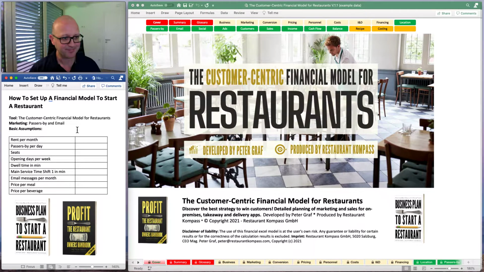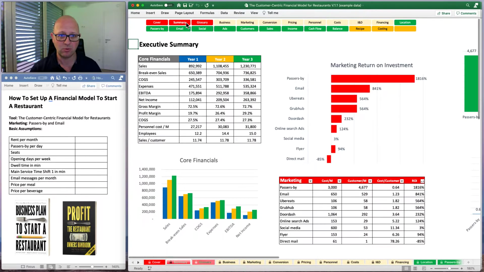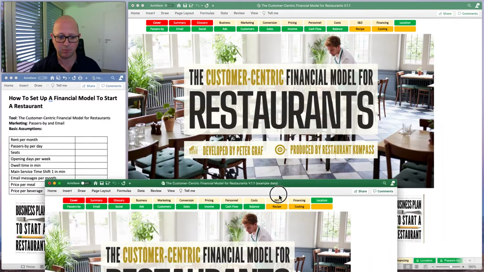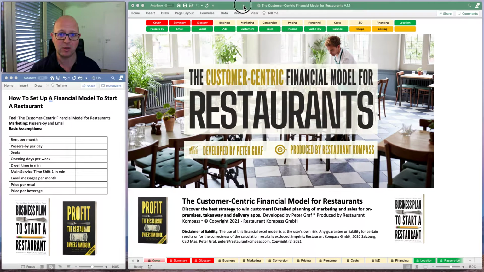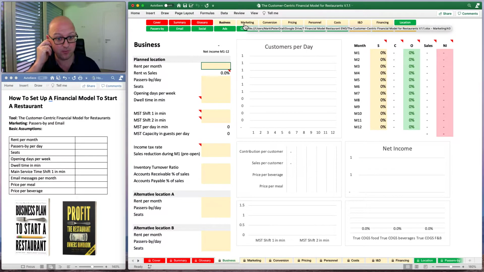Excel file. Okay, so as a start, I would like to give you a little overview. This is the Excel tool I created. This one is already populated with some example data. We will start from scratch with our new example. So let's start with it. I put this away, and here we have a brand new file with no data entries inside.